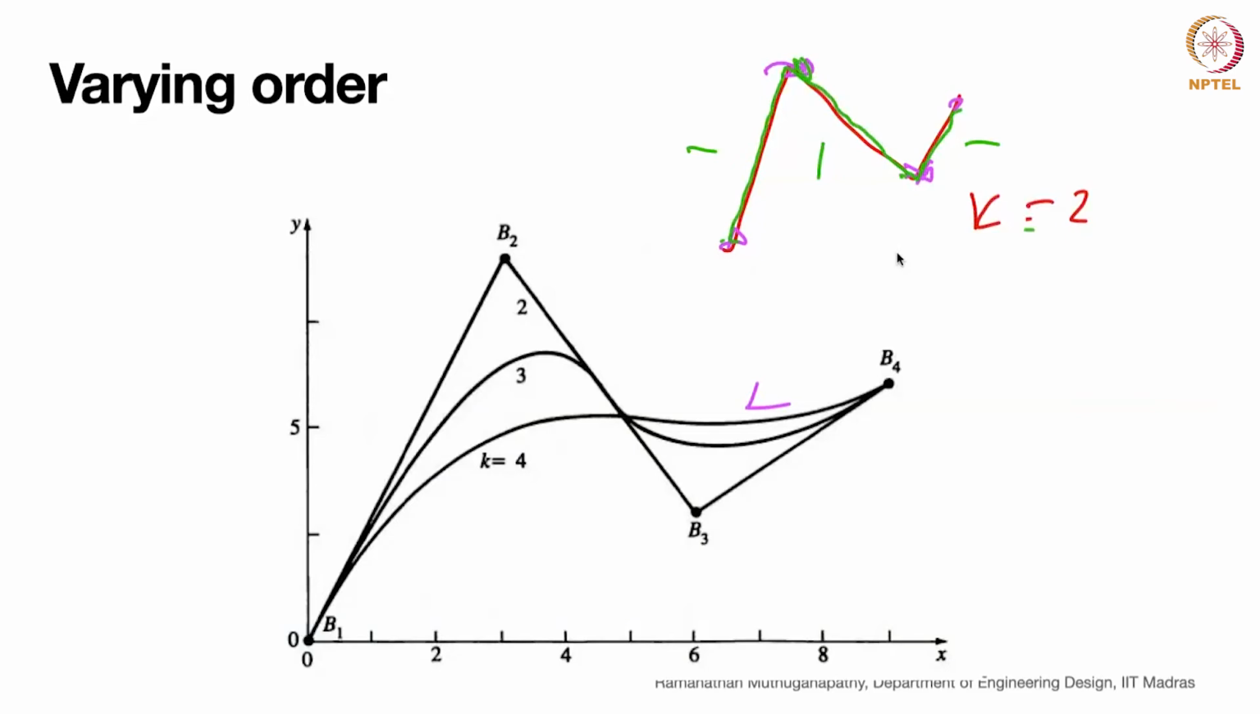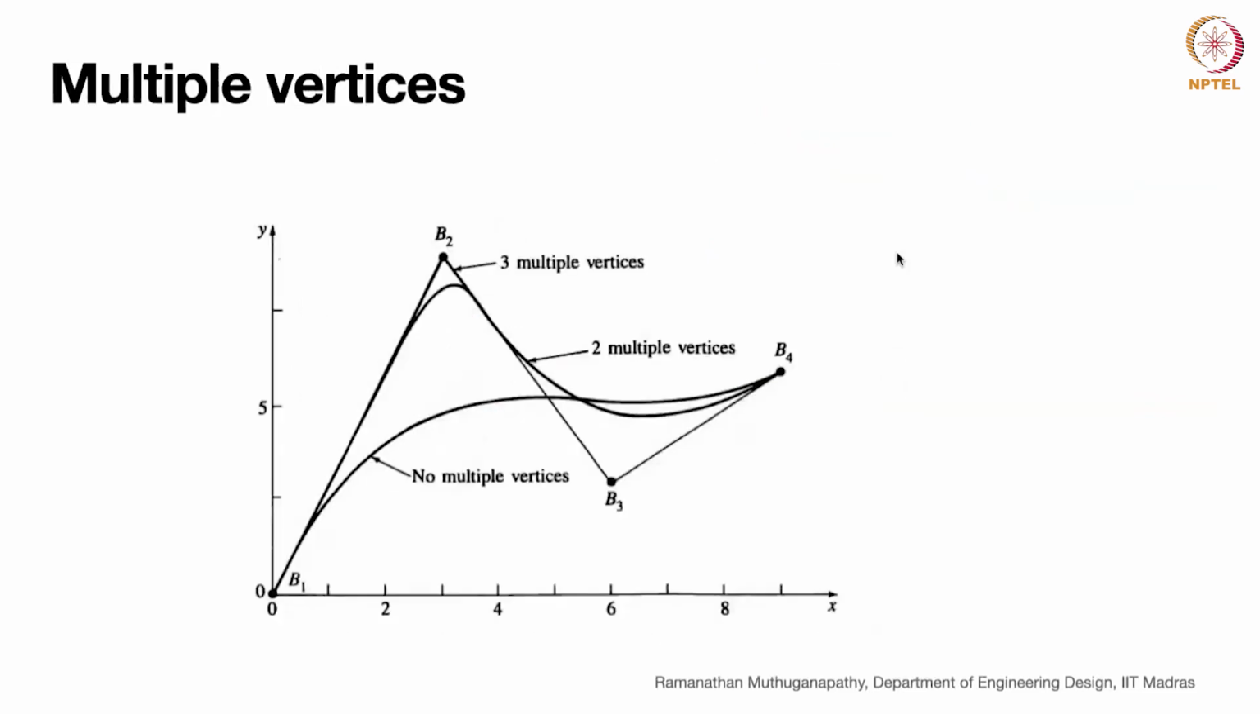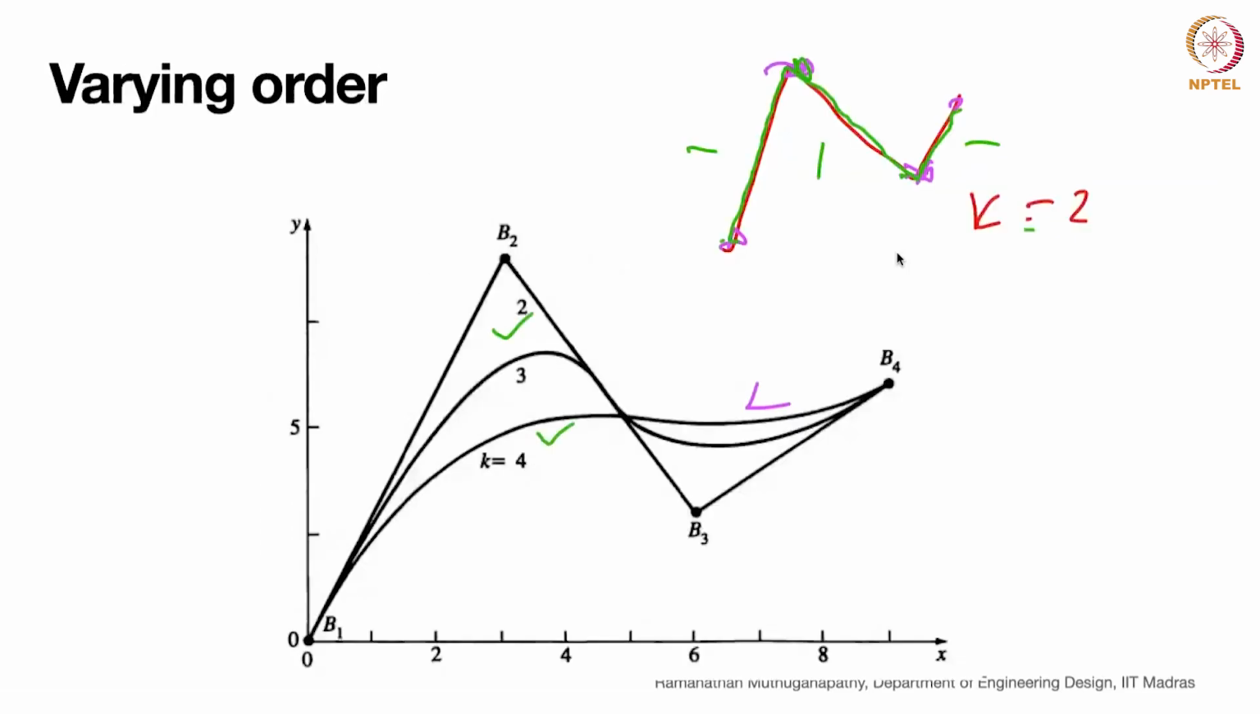In all cases, that need not be the corner point. Okay, but you can see that this is k equals 3, and what is k equals 4? The Bezier curve, sir. It's a Bezier curve. Fantastic. Okay, we will come back to that point. And there are also other things that happen.